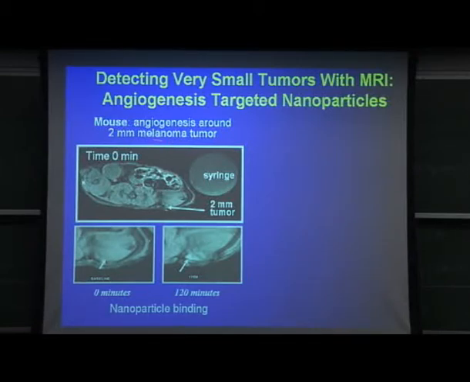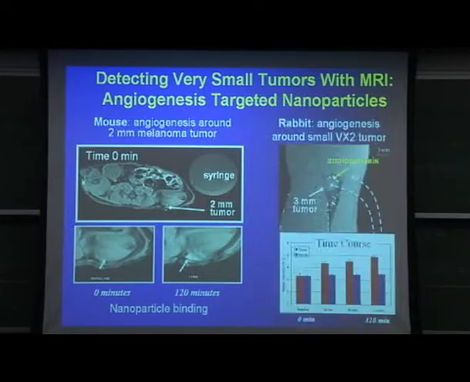This is a 2 millimeter melanoma tumor, which has created angiogenesis around it in order to continue to grow and metastasize. And you can image that angiogenesis and therefore image the tumor, or at least the blood supply of the tumor. And that's an important thing to do because that's how these tumors grow. So if you know where their blood supply is, you can kill it. I'll show you how we do that in a bit.